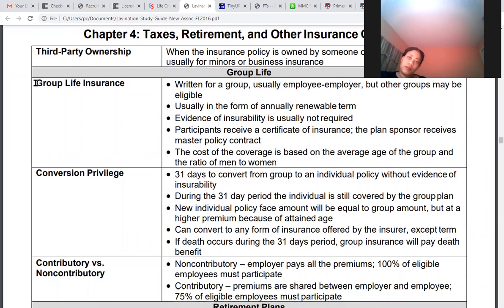Okay. So after this third party, now you've got group insurance. Now, group insurance for Florida, in order for it to be considered a group, it must be at least one person. I'm not sure for Connecticut, we've got to check that. One person is considered a group.